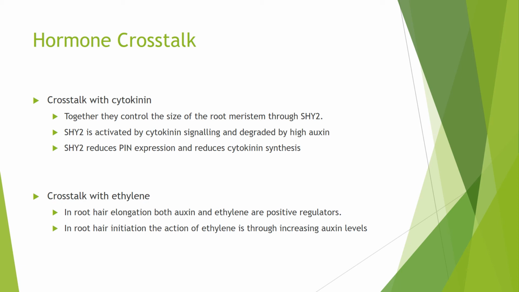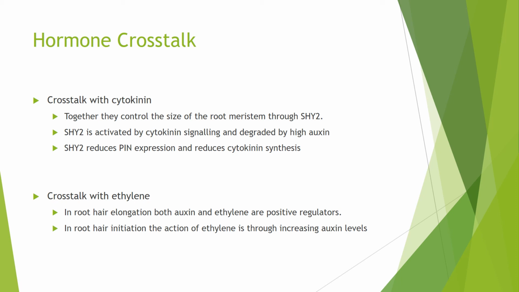SHY2 is actually activated by cytokinin signaling and degraded by high auxin by the SCF-TIR1 complex, which we discussed as the first auxin receptor. Now, SHY2, when it's active, i.e. with high cytokinin signaling and low auxin signaling, reduces PIN1, 3, and 7 expression and reduces cytokinin synthesis through regulating IPT genes. So moving on to ethylene now, at the bottom, we're looking at root hair elongation.